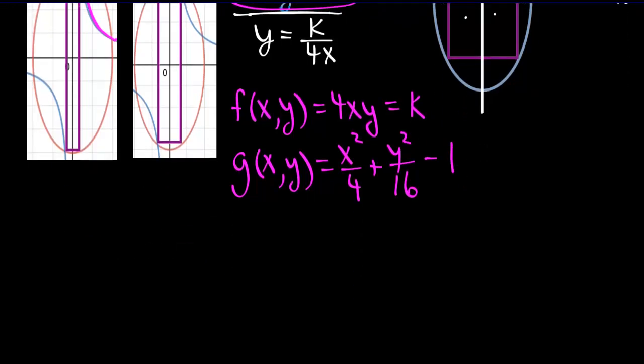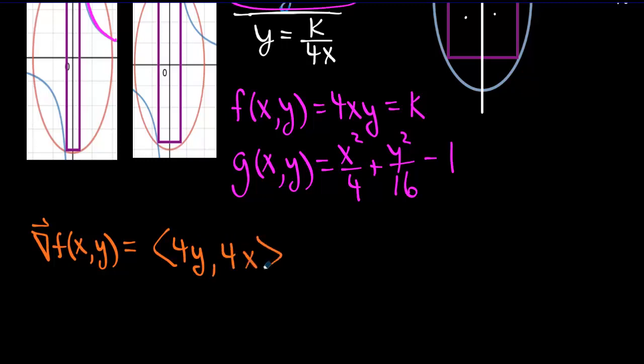So here goes the gradient. I've got the gradient of f, and that equals, let's see here, 4y and then 4x. Okay, that's the gradient of f. And now let's get the gradient of g.